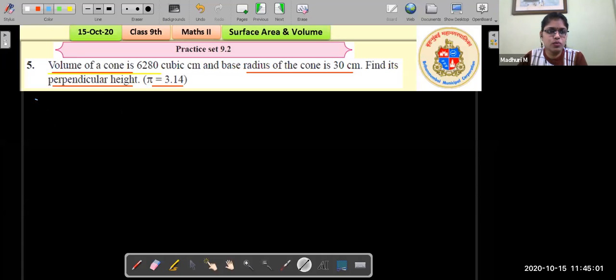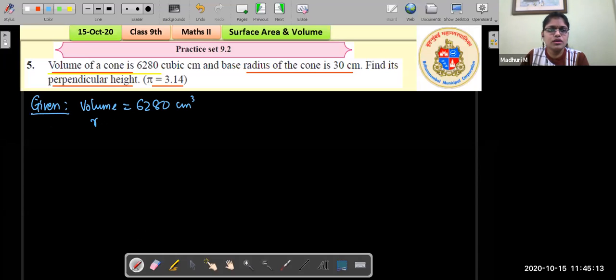So write out what is given first. We are given that the volume is equal to 6280. We are given the radius, that is 30 centimeters, and we are also given the value of pi. You can add it in the given part. We are asked to find the perpendicular height, that is h. So h equals question mark, right?